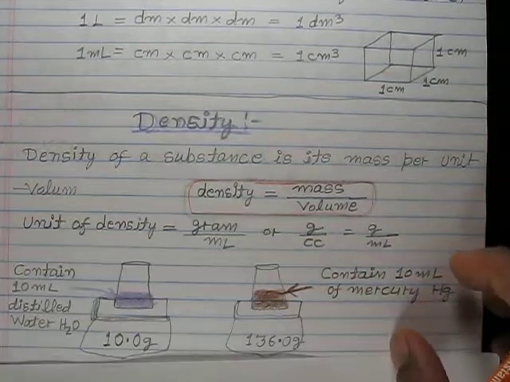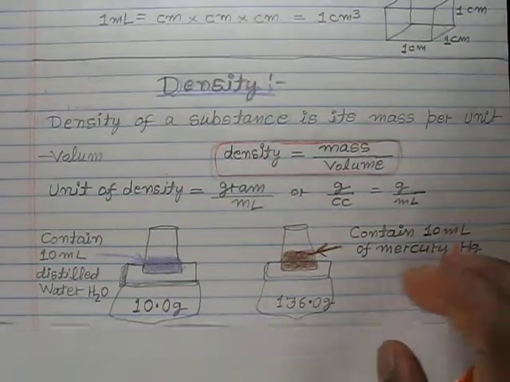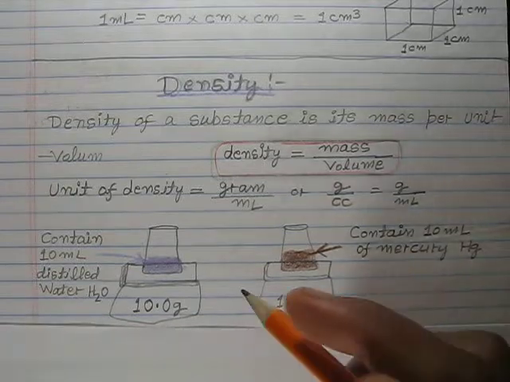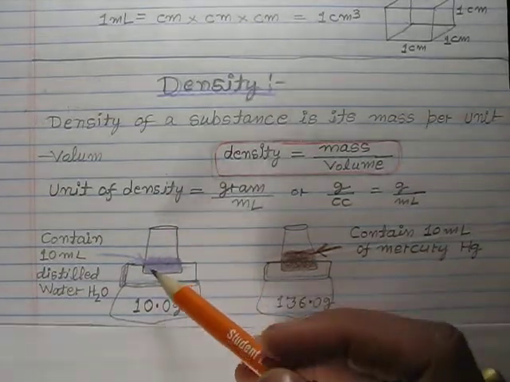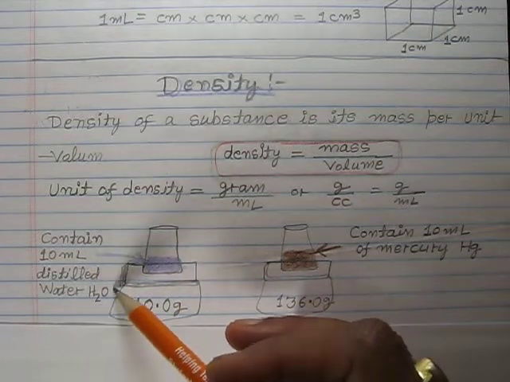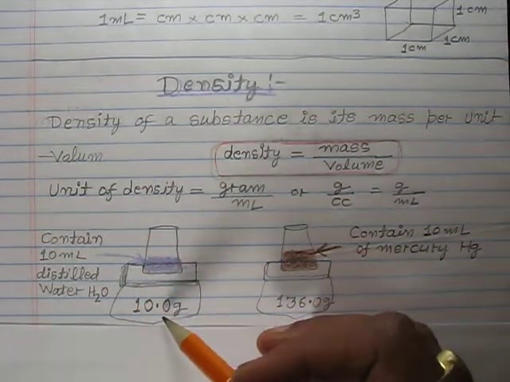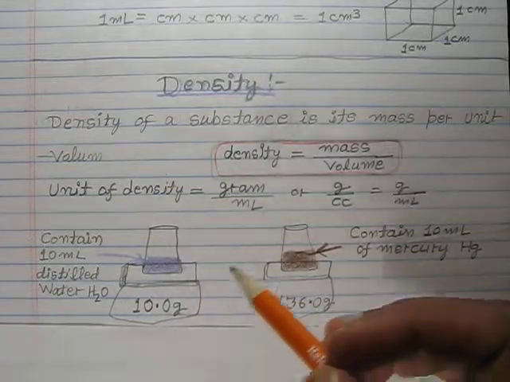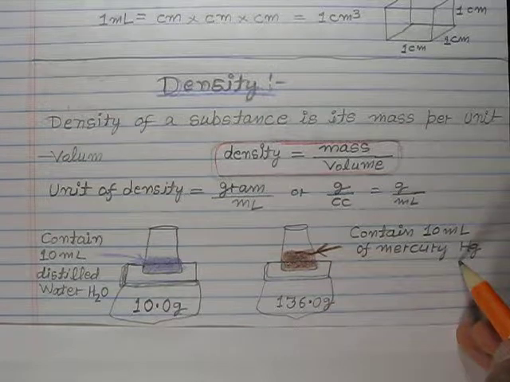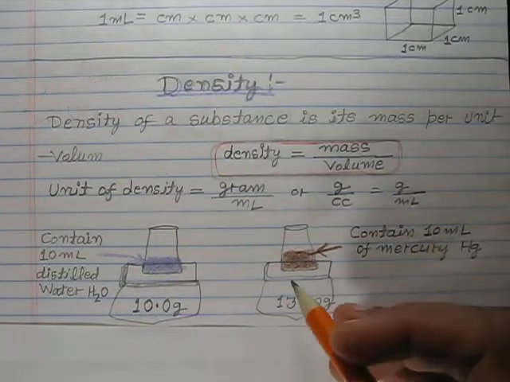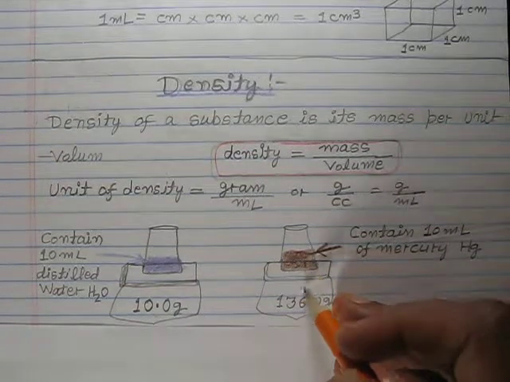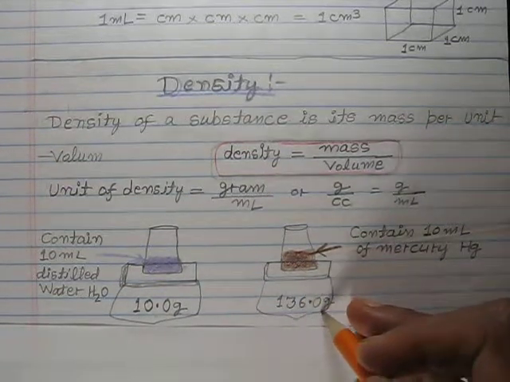So let's take an example. If we weigh a container that contains 10 ml of water on the balance, it shows 10 gram. But if we take 10 ml of mercury, which is a liquid metal, and weigh this on the balance, it will weigh 136 gram.